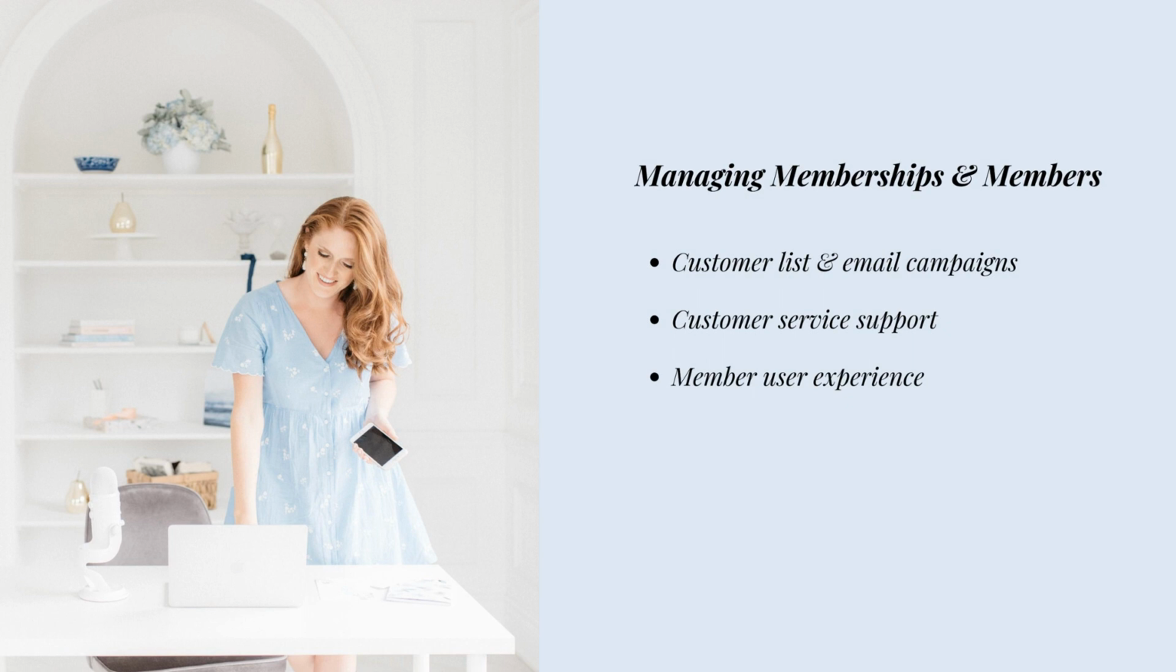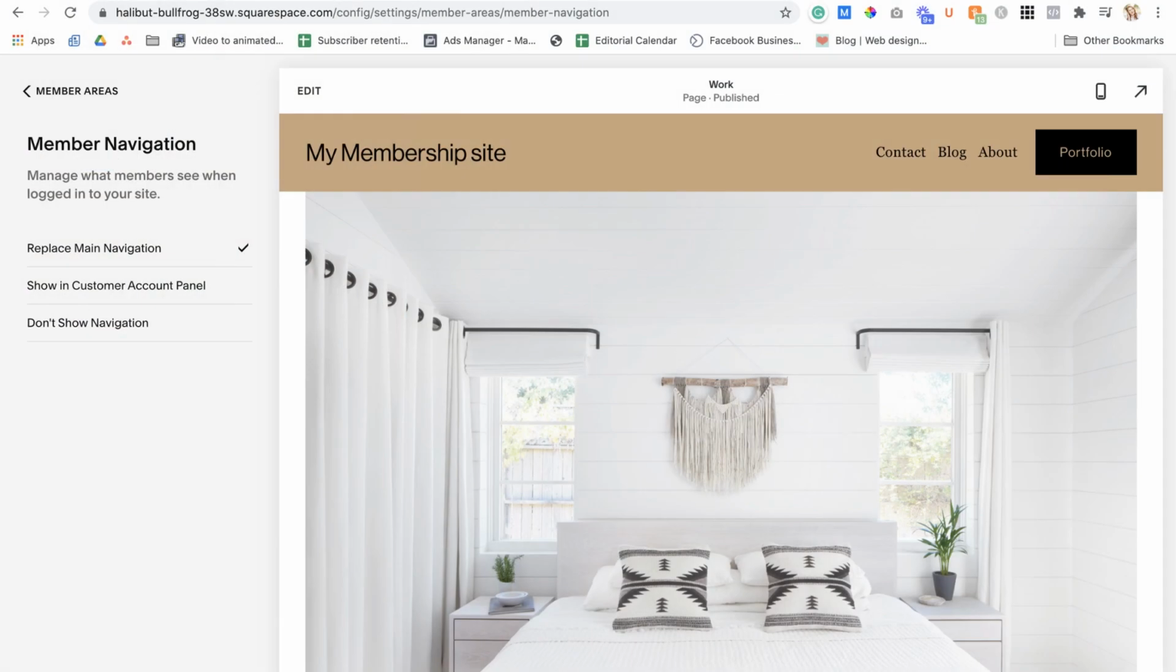When a member logs into your membership area on Squarespace, you have a few different options for what their navigation menu will look like depending on what version of Squarespace your membership site is built on, including replacing the main navigation with membership area specific navigation, keeping the main navigation and just showing their membership options in a dropdown when they click on their account button, or hiding the membership area navigation altogether and just using links and buttons, including your membership area homepage layout, to help them get around.